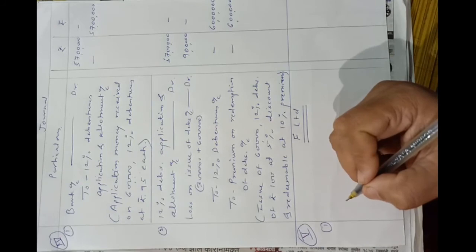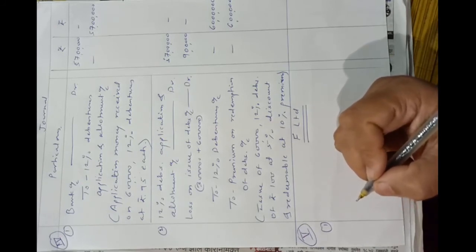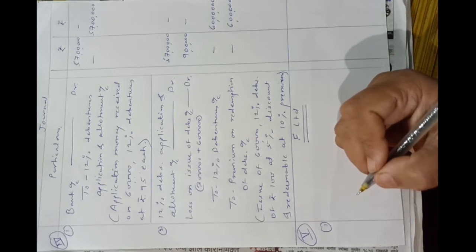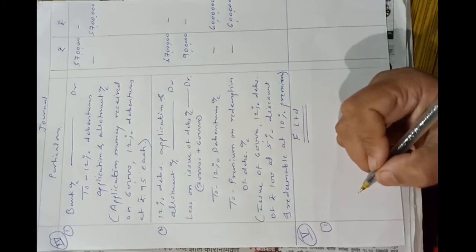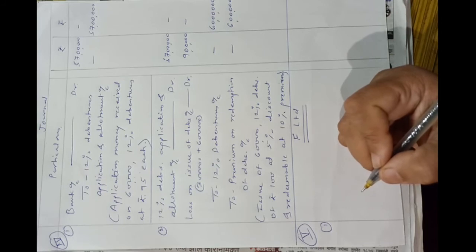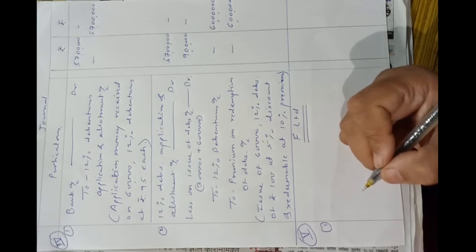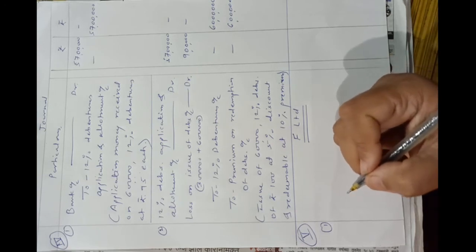Obviously, see the transaction. F Limited issues ₹70 lakhs, means 70,000 debentures, 12% debentures of ₹100 each at a premium of 5%, means at ₹105 per debenture, 5 rupees will be more. Okay, they are issued at a premium of 5% and redeemable at 110% at the end of 10 years, means redeemable at 10% premium. So 70,000 debentures were issued at 5% premium and redeemable at 10% premium. This is the last condition of this problem.